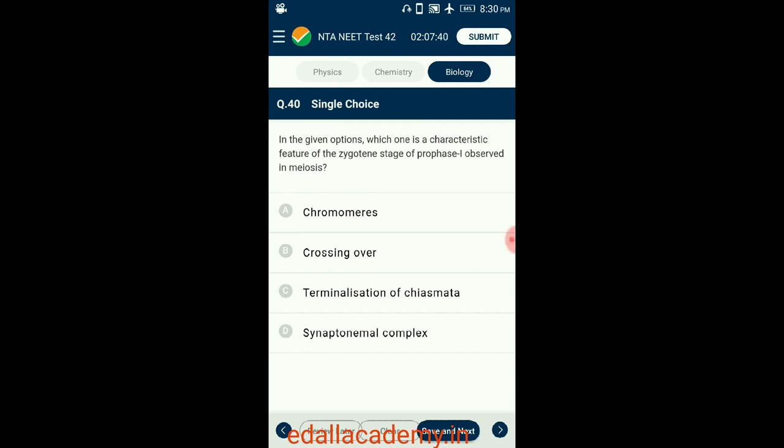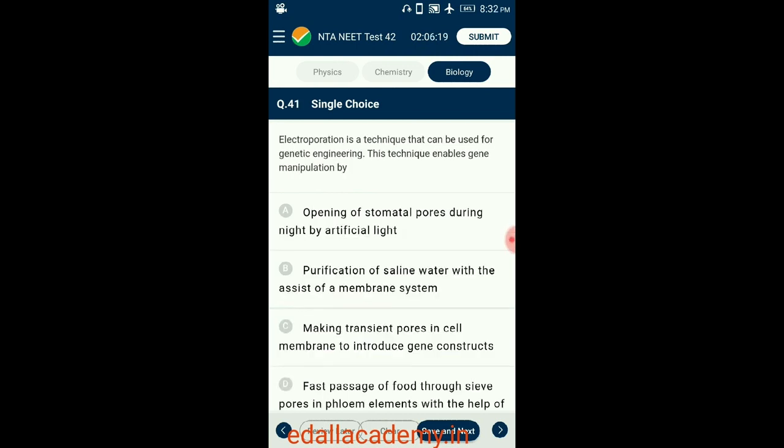Crossing over is observed in the pachytene stage of prophase 1, where exchange of genetic material takes place. In diakinesis, the paired chromosomes separate, resulting in terminalization of chiasmata. Chiasmata are formed when the chromosomes of the synaptonemal complex separate from each other. Chromomeres are linearly arranged chromatin granules observed in chromosomes. So the answer for this question is option D, synaptonemal complex.